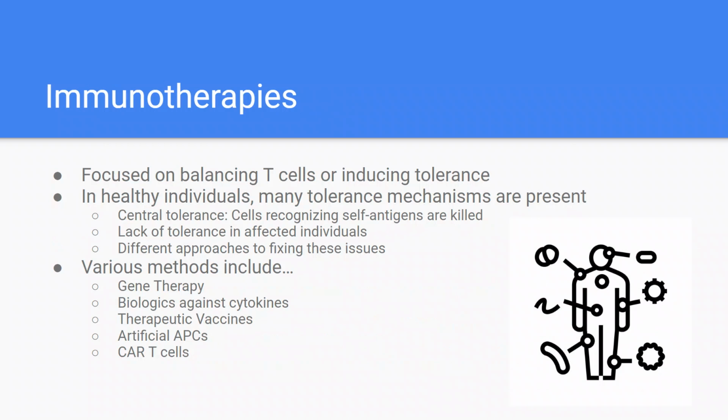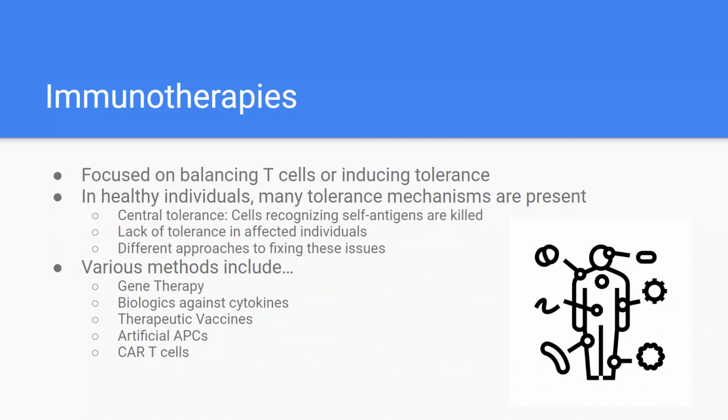So some immunotherapy is focused on treating autoimmune disorders. They're really focused on either balancing the T cells or inducing tolerance, because in healthy individuals, there are a lot of tolerance mechanisms present. One of the main ones is central tolerance, in which T or B cells that recognize self-antigens are swiftly killed, such that an autoimmune response is not present. But a lack of tolerance in affected individuals of these autoimmune disorders can really cause some problems.